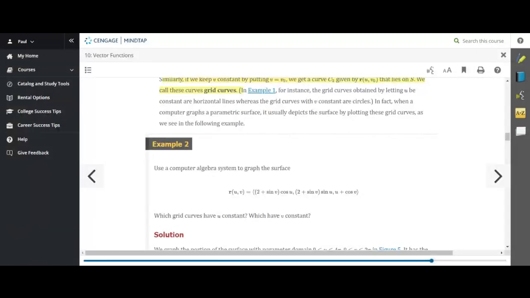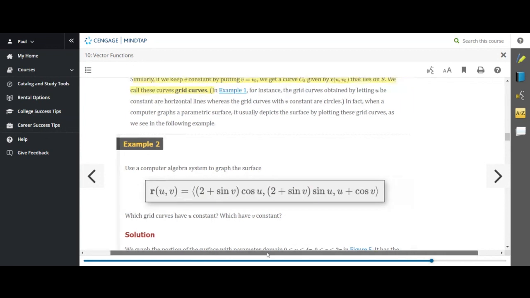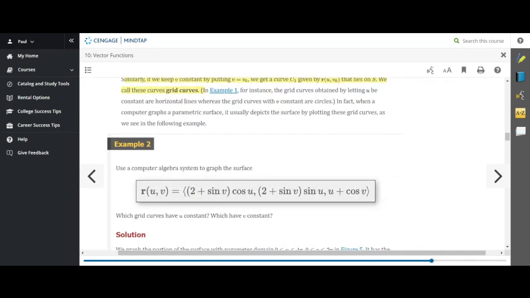Okay, so we were talking about section 10.5 last time. We were talking about parametric surfaces. And the example we were looking at was example 2, where you were asked to graph the surface of this vector function of 2 parameters.